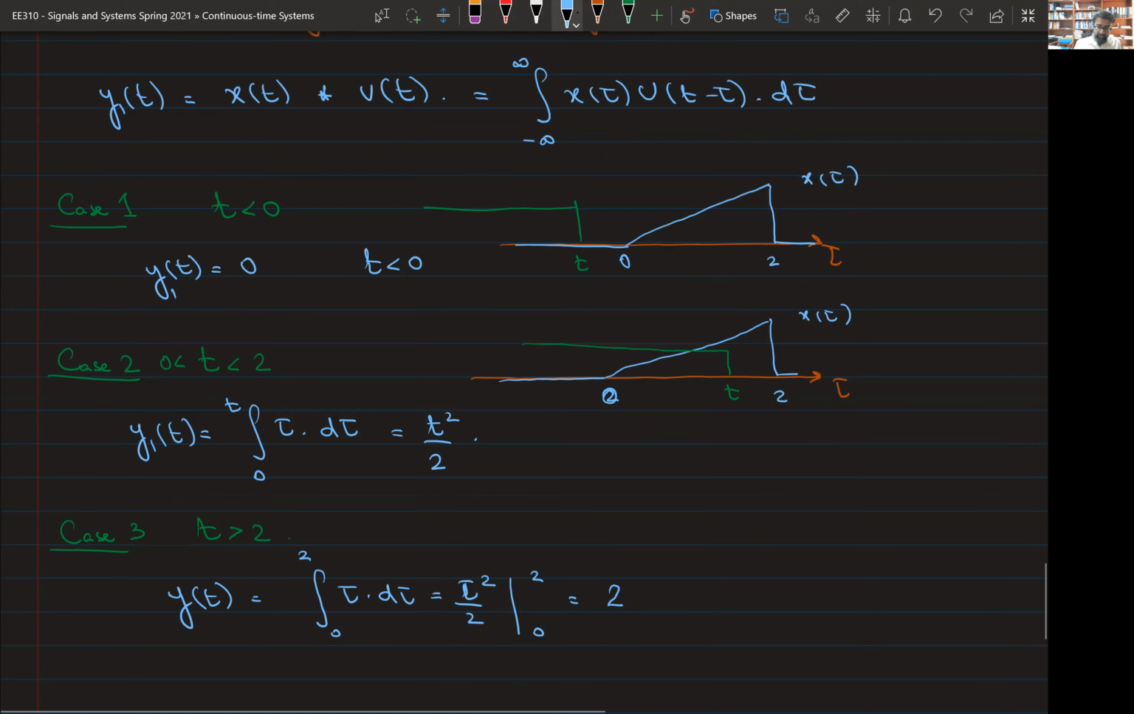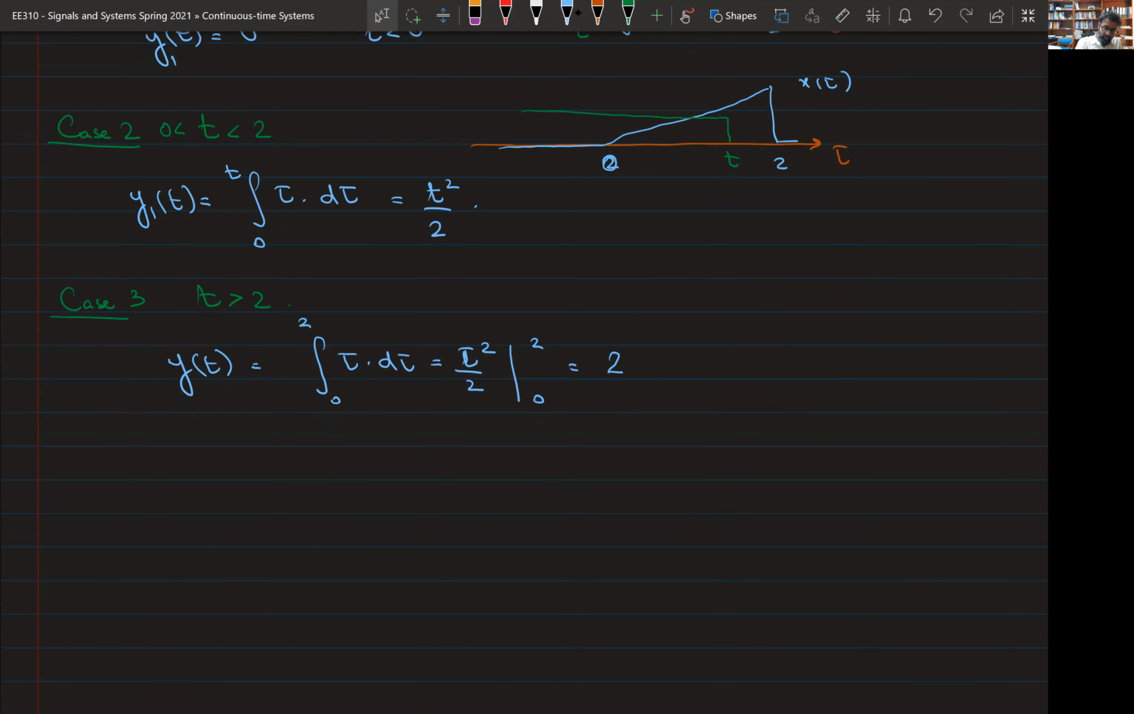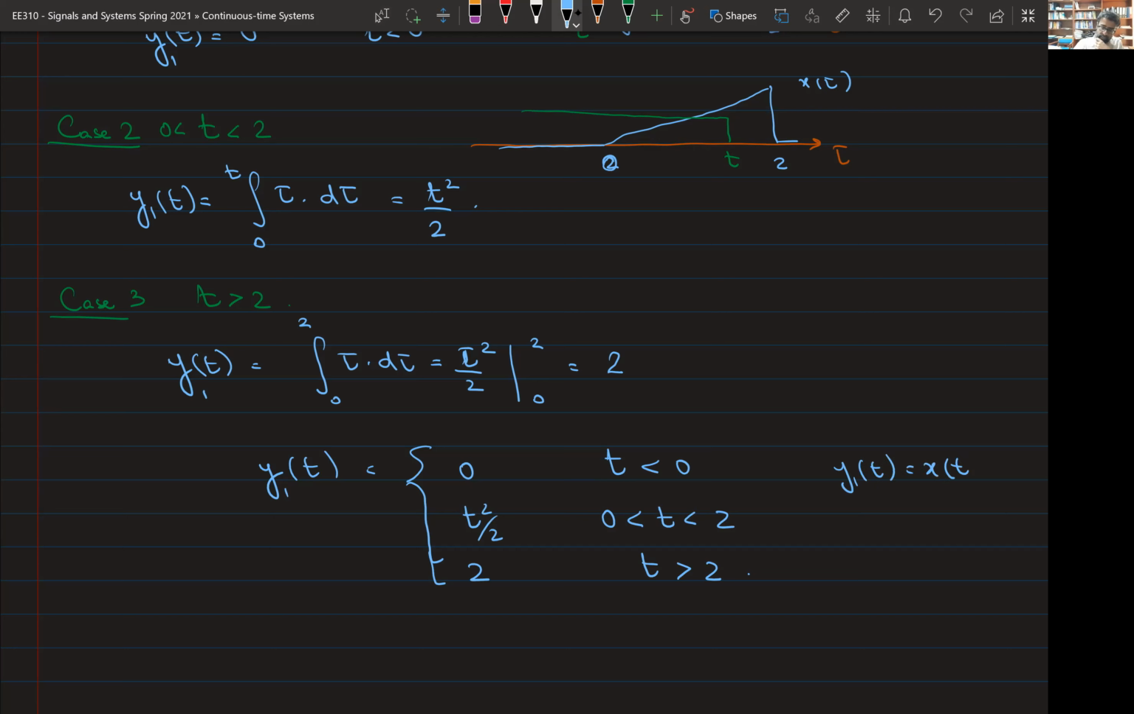Okay. So what we conclude is that y1 of t turns out to be equal to this piecewise function, where this is equal to 0 for all values of t less than 0, equal to t squared by 2 for all values of t between 0 and 2, and equal to 2 for all values of t greater than 2. Right? And just recall that y1 of t was actually equal to x of t convolved with u of t.